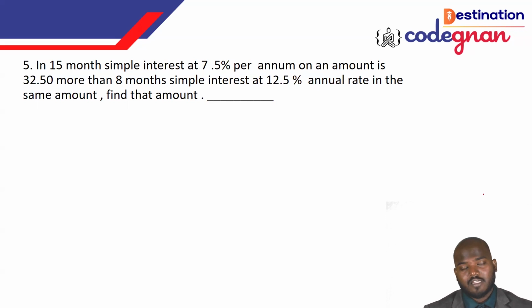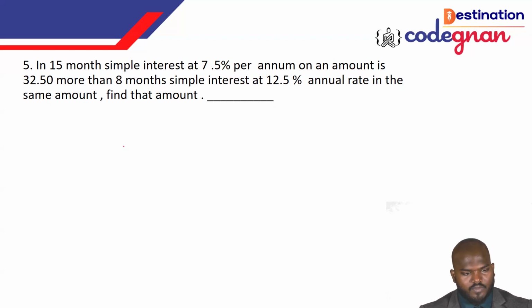So the framing logic is one of the very difficult parts of simple interest. Everything else is the same: same formula, same method, same thing. Okay, so going onwards, in 15 months simple interest at 7.5% per annum on an amount is 32.50 more than the 8 months simple interest.